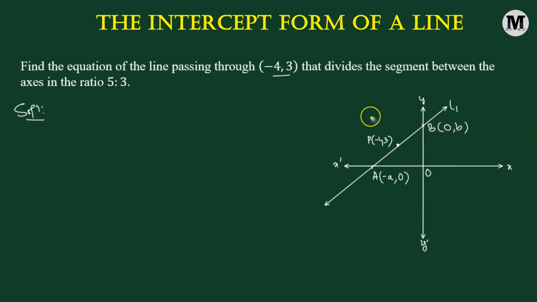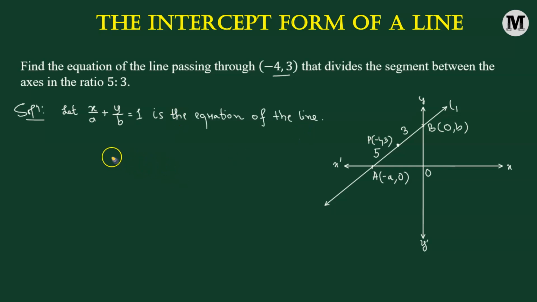Now we have a condition here, that the point P is going to divide the line segment AB in the ratio 5:3. So let us suppose that the point P divides AB in the ratio 5:3. So with this given information, we need to obtain the equation of the line. Okay, let us begin. So first we will suppose that x over a plus y over b equals 1 is the equation of the straight line.